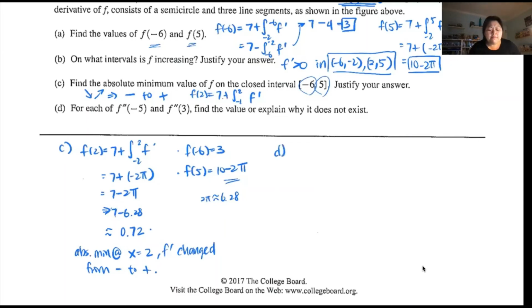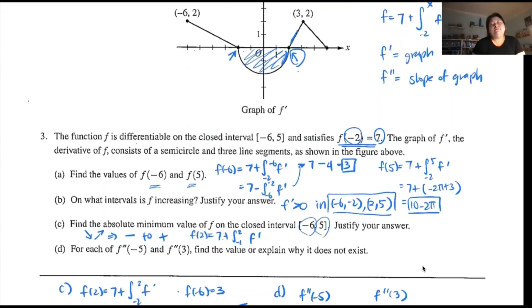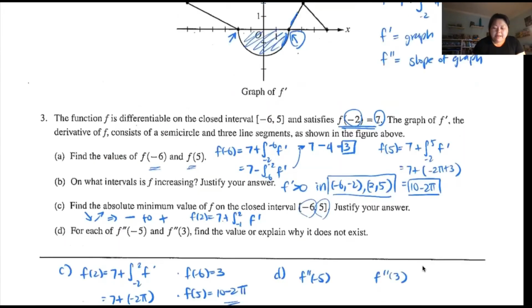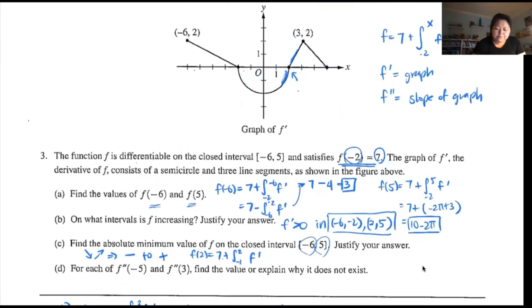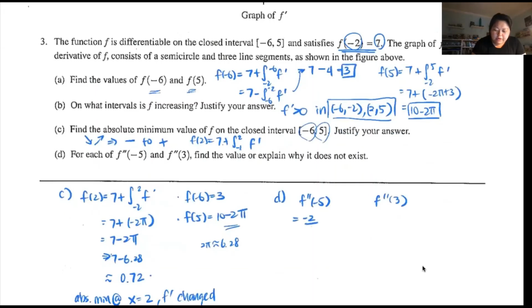For each of f double prime of -5 and f double prime of 3, find the value or explain why it does not exist. So we're looking for f double prime of -5 and f double prime of 3. So f double prime is really looking at the slope of the graph. So we're looking at the slope at -5. X value of -5 is right here. Since it's a linear graph, it's very easy to see. We can just look at the slope of, okay, down 2, right 1, 2, 3, 4. So that's down 2, right 4, -1/2 for the slope. The second derivative at -5 is -1/2.